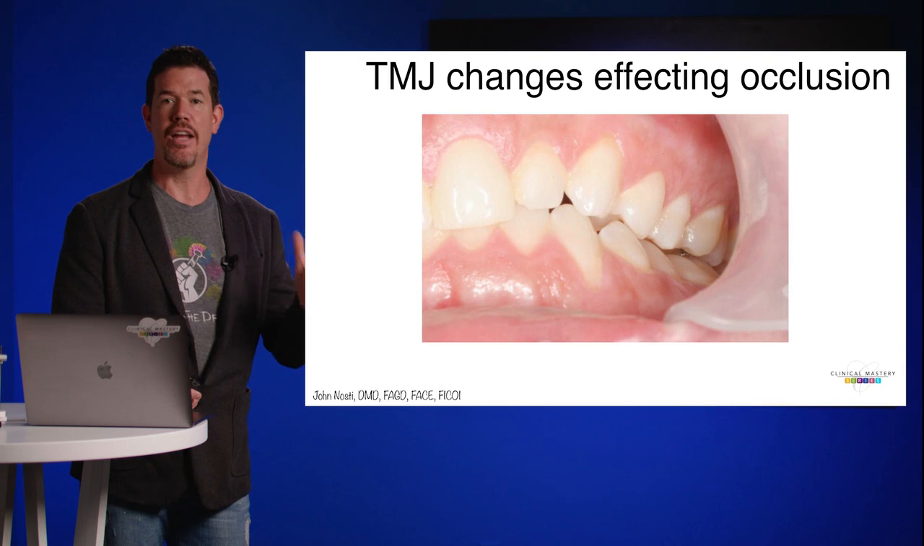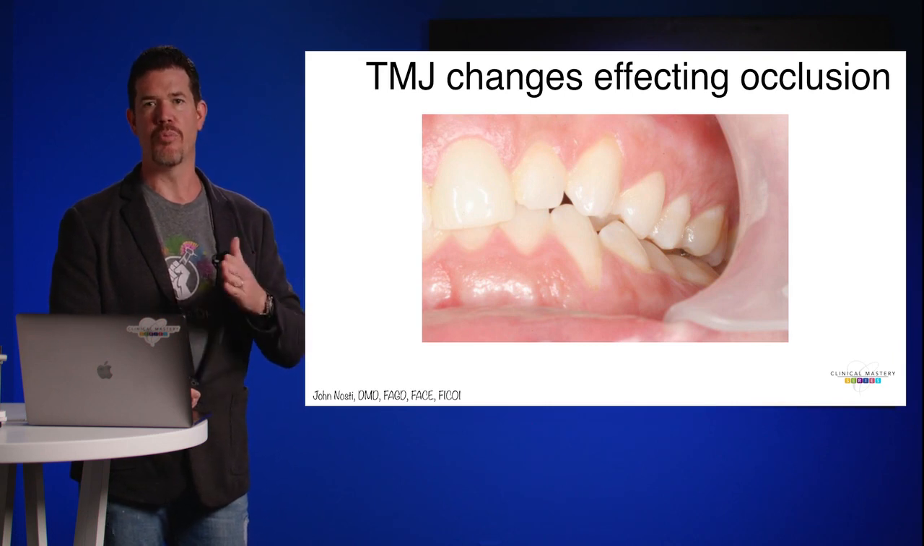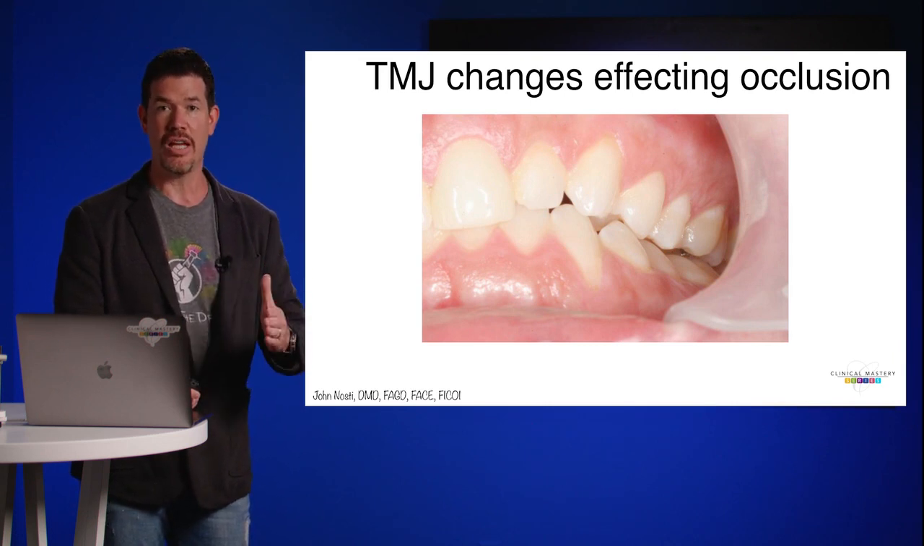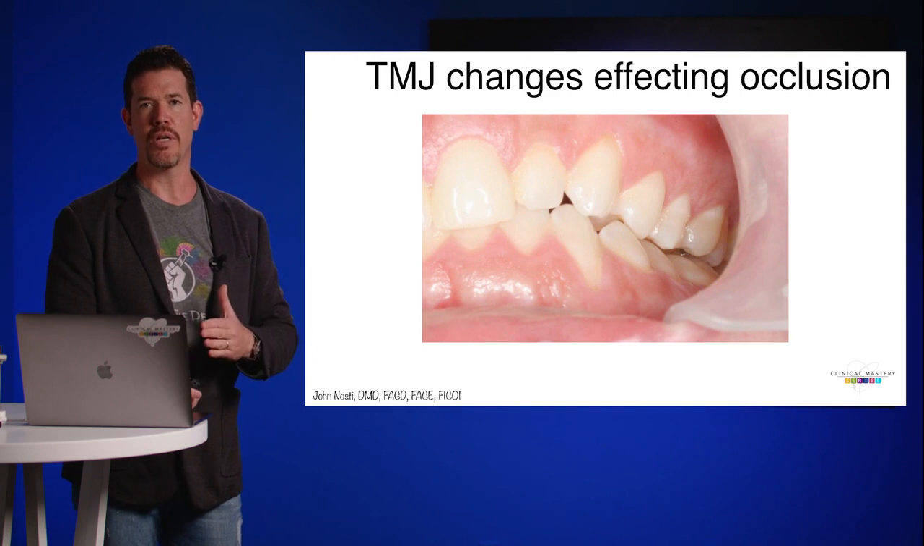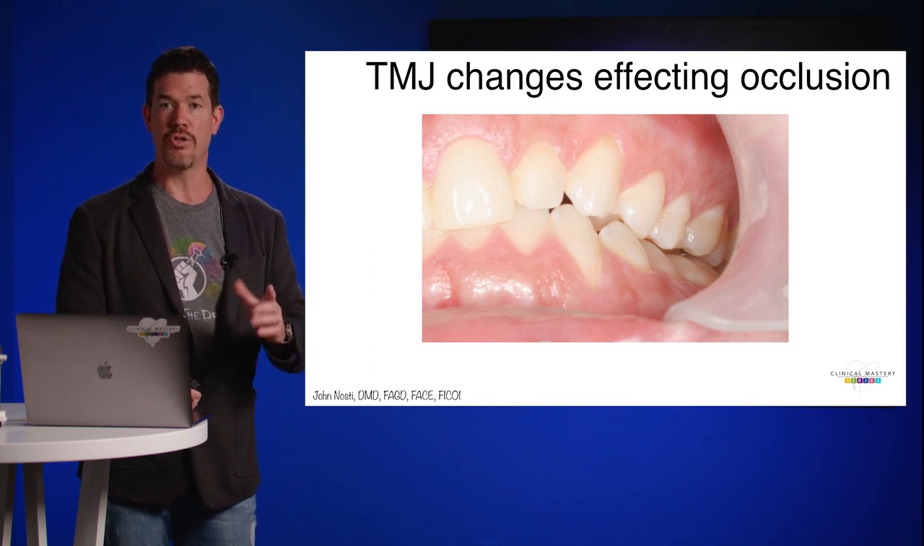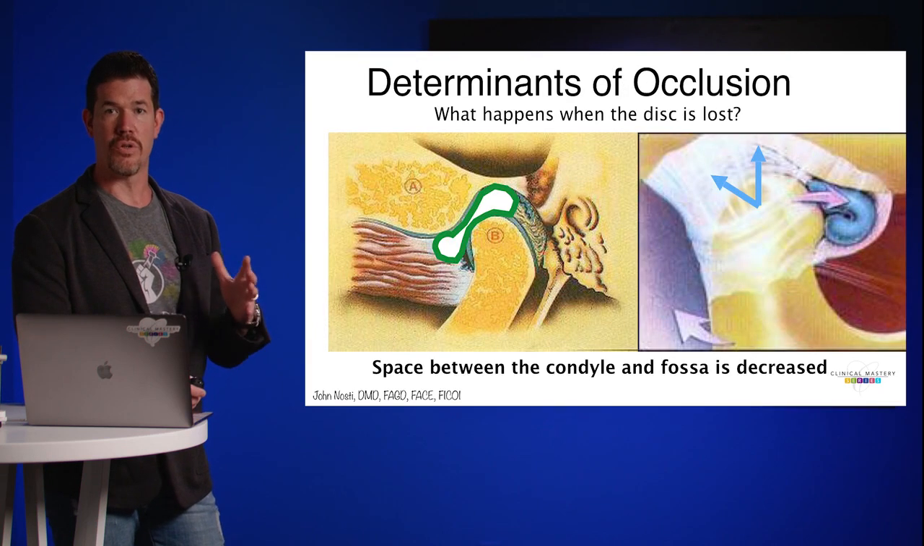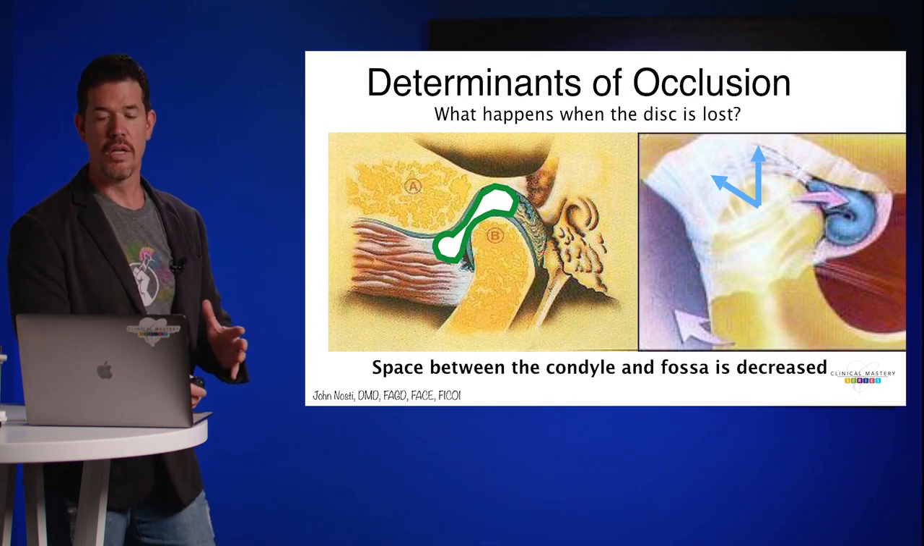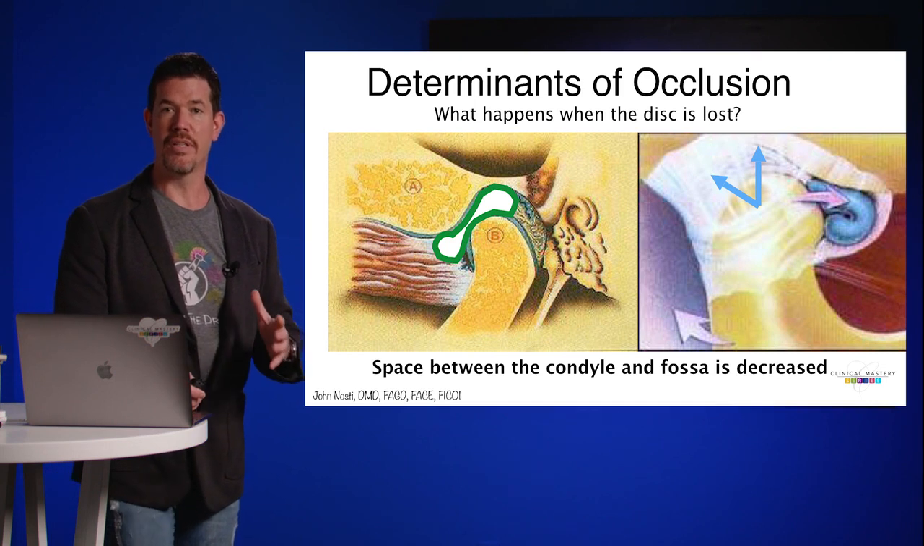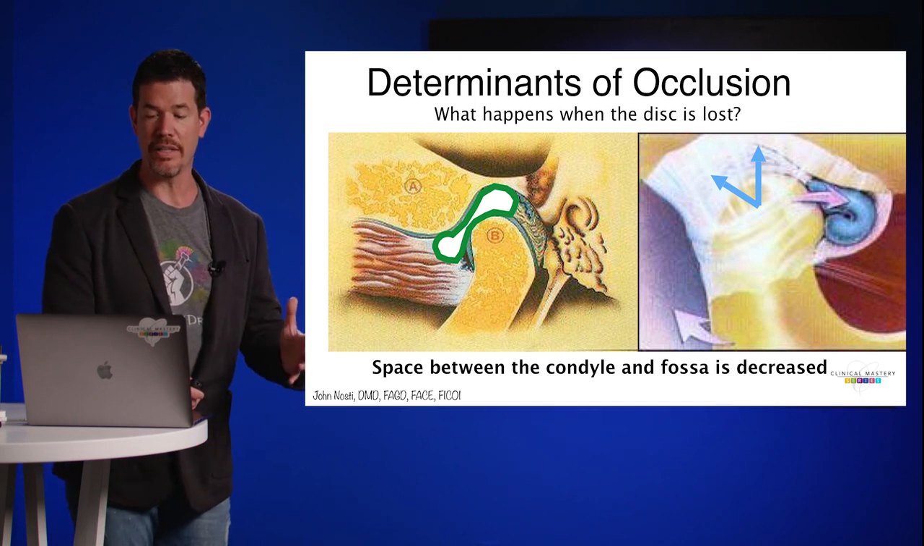It is an increase of space in the temporomandibular joint. It is a change in the temporomandibular joint. This is why the TMJ is the first determinant of occlusion. It is the foundation to the house that we are going to build. Let's look at what happens if the disc is lost completely.